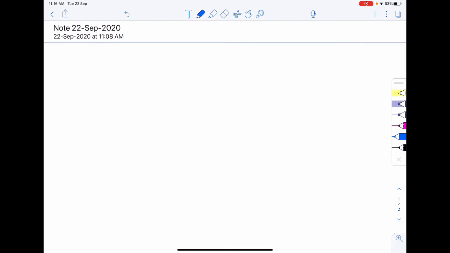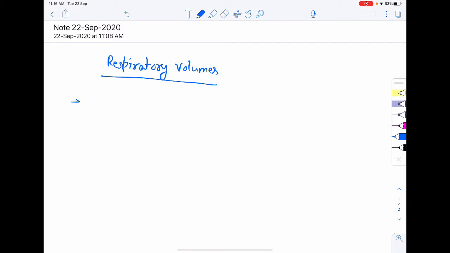So today we are going to discuss respiratory volumes. Respiratory volumes are basically four types: tidal volume, inspiratory reserve volume, expiratory reserve volume, and residual volume. And by using these volumes we can measure the respiratory capacities also.